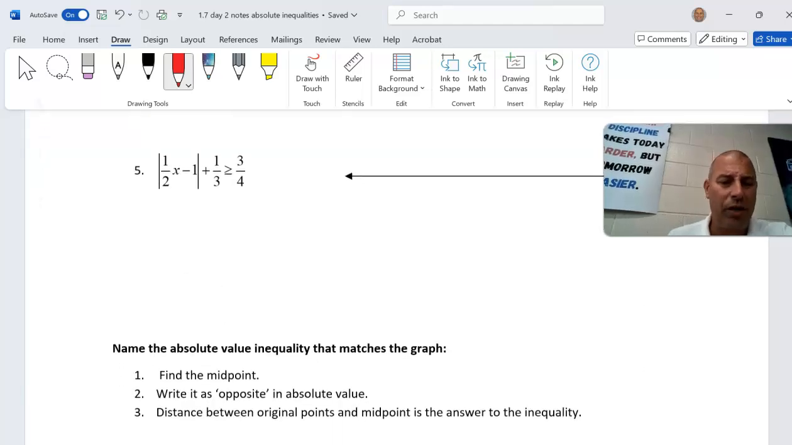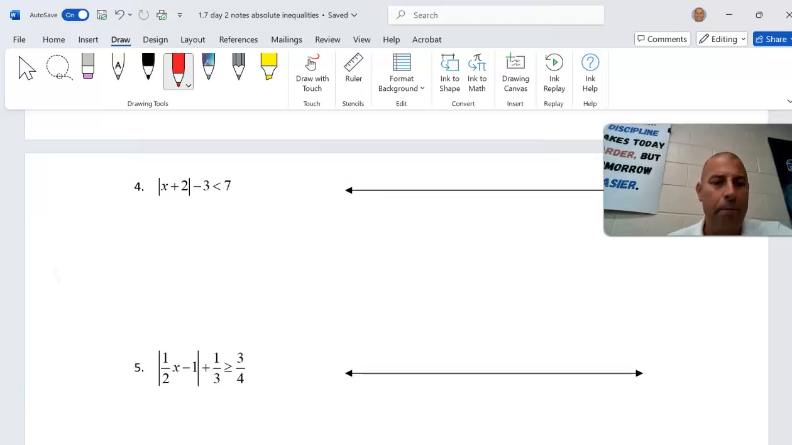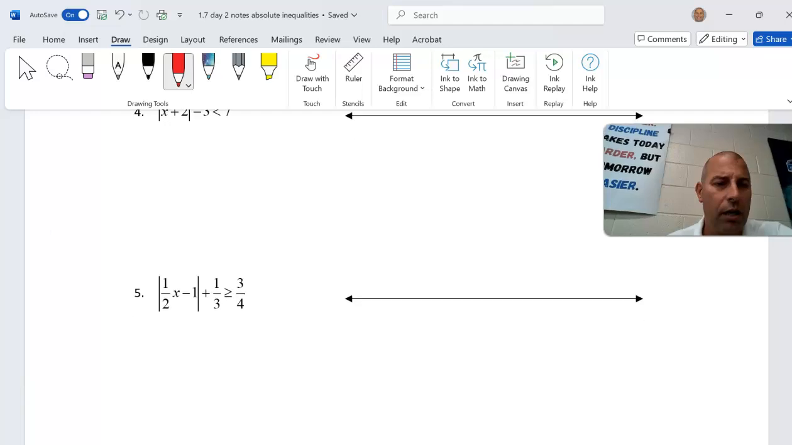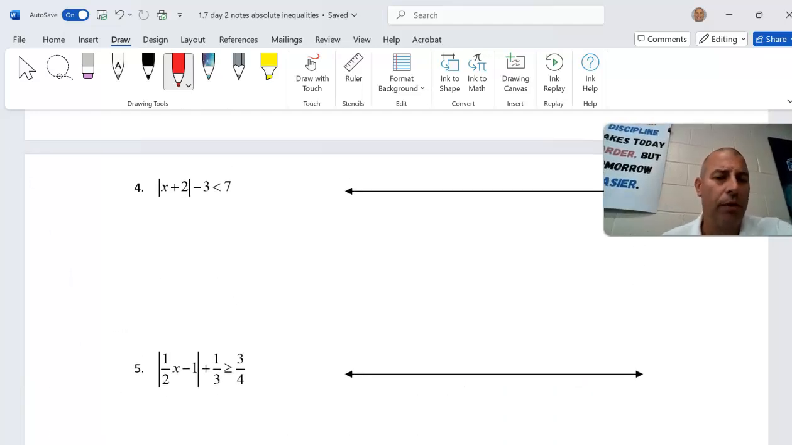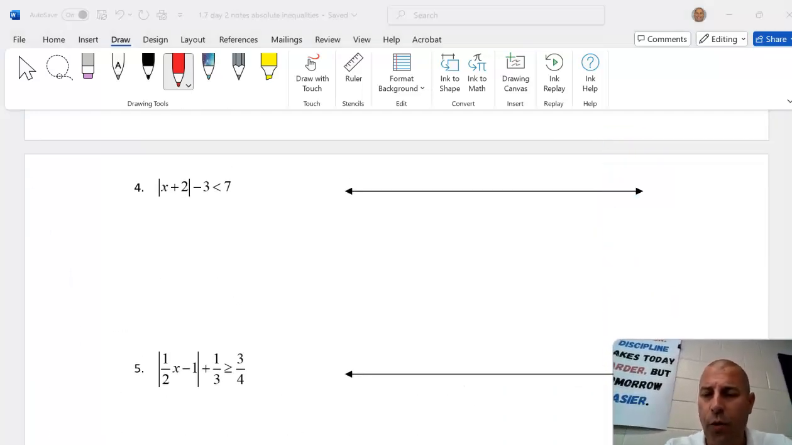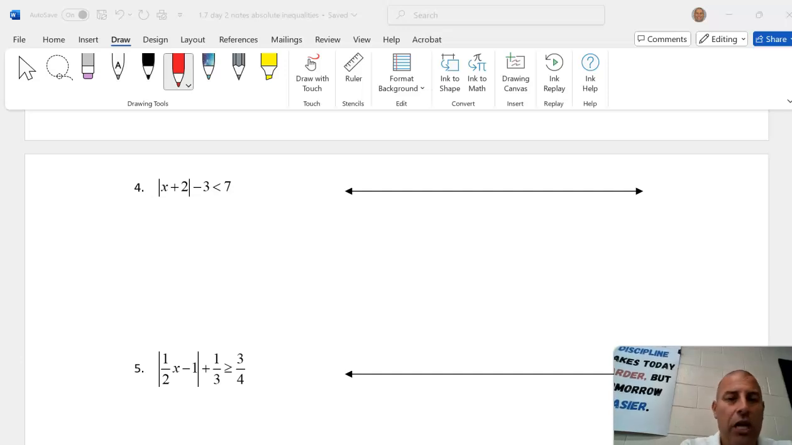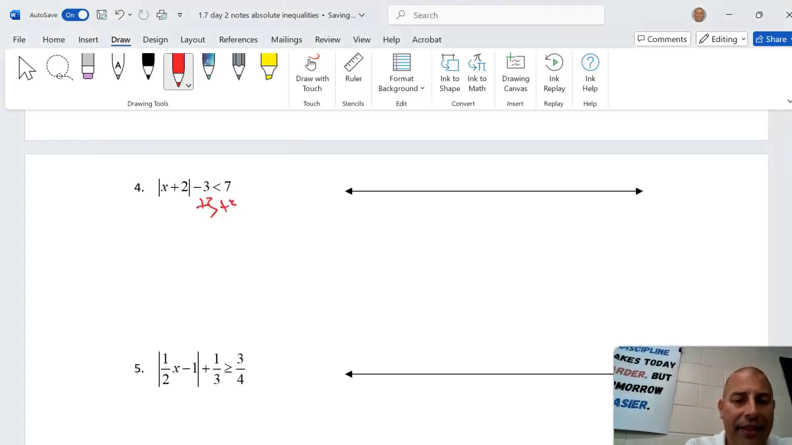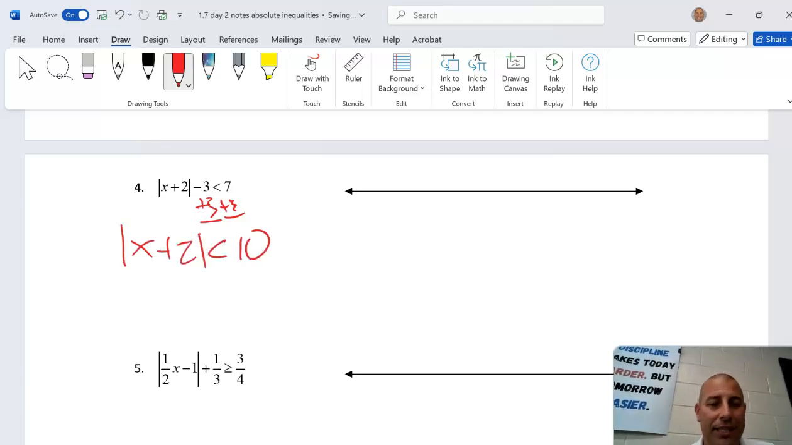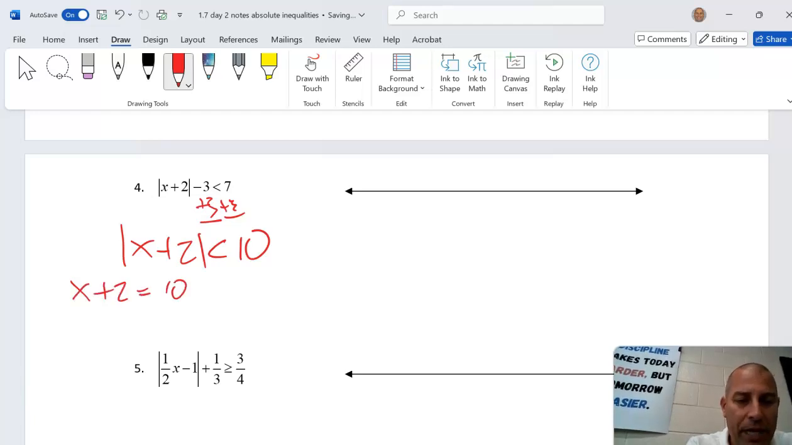And let's find problem 4, okay? In problem number 4, we do have to isolate first. So we are going to have to add that 3 on over. But now we've got the symbol isolated. 7 plus 3 is 10. As poorly as that 3 is written, it's still a 10. Now we're ready to write our two equations out. Okay, so x plus 2 equals 10. And then the x plus 2 equals the negative 10.